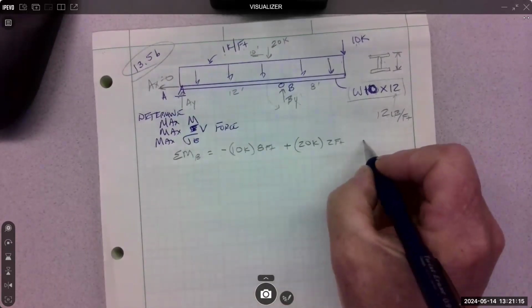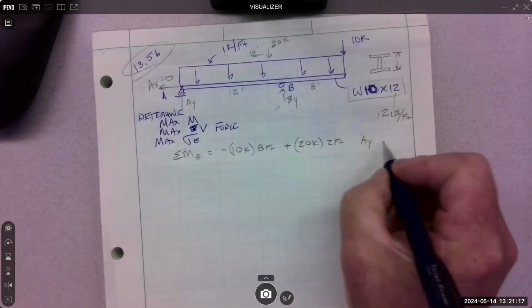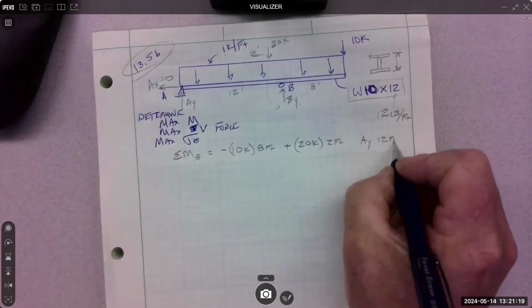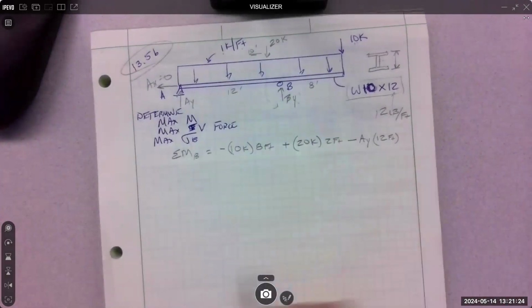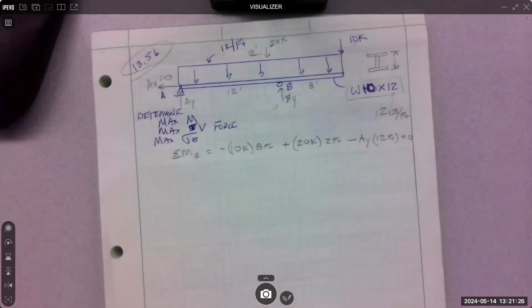Then what else? AY times 12 feet. And its rotation is negative. This does get set equal to 0.